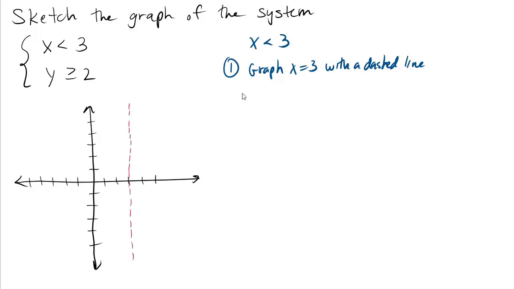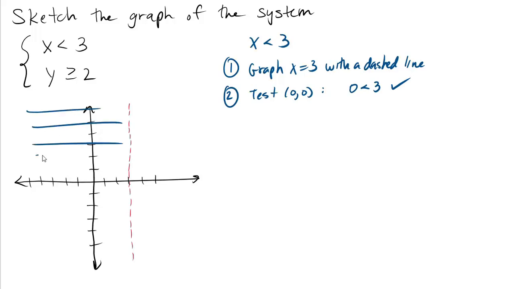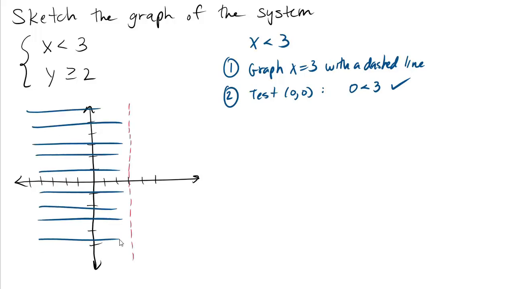And now I guess we can test a point. I mean, if x is less than 3, you can probably guess which side we're going to shade. But just to stay consistent, I'm going to test 0, 0 in the inequality. I get 0 is less than 3, that's true. And so 0, 0 sits to the left of that line, so we're going to shade to the left side of that line. So there are all of the points where x is less than 3.